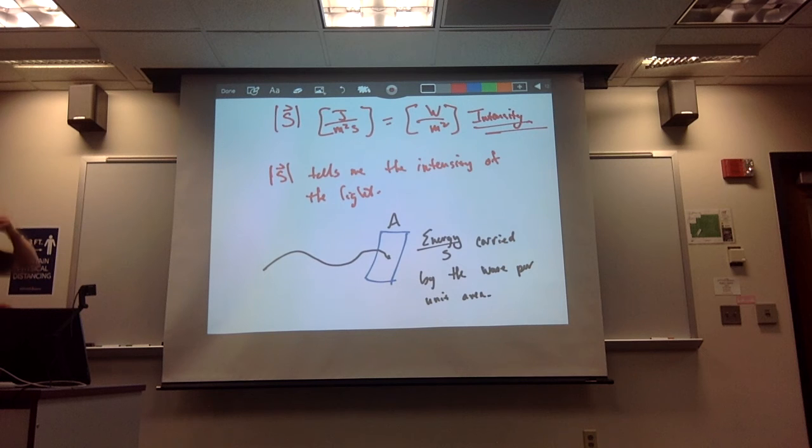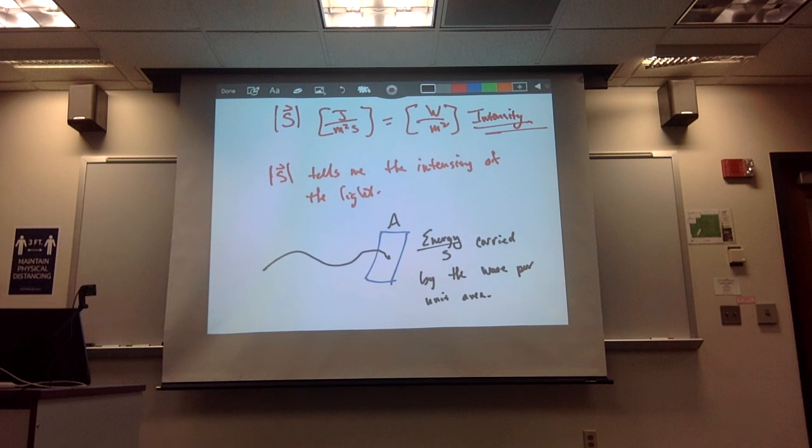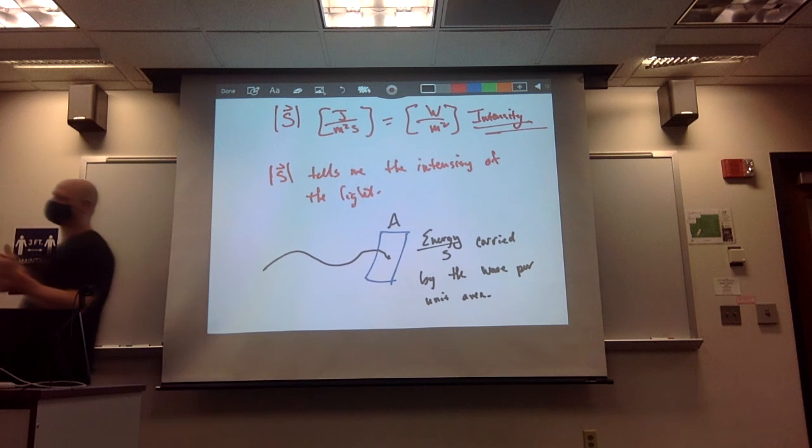So the intensity basically tells me about the energy of the wave, how much energy the wave is actually carrying. This is what the magnitude of the Poynting vector is telling me. So it tells me at least two pieces of information. Number one, the direction in which the wave is traveling, thanks to the cross product. And number two, how much energy the wave is carrying, because we know all waves carry energy.